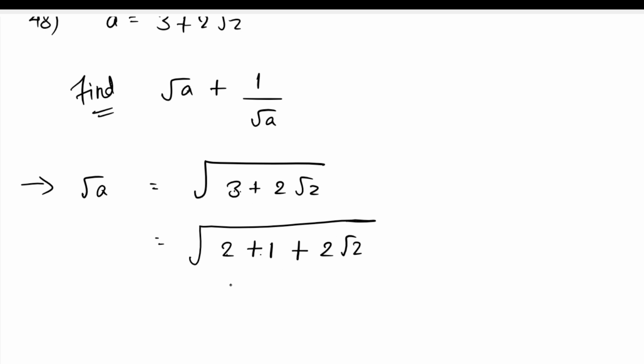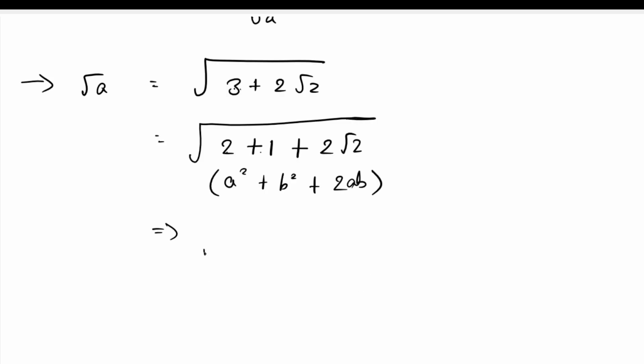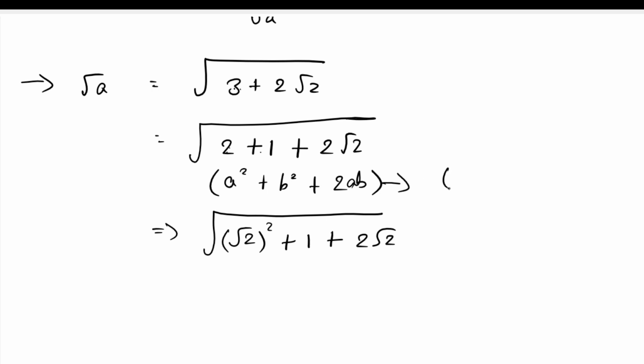So now if you see, this is in the form A square plus B square plus 2AB. So from this we get A square. A square is 2. So what is A? A is equal to root 2. So when you square it, you get 2. And then B square is 1. So B is also 1, plus 2 root 2. 2 into 1 into root 2 is 2 root 2. So A square plus B square plus 2AB is A plus B the whole square.